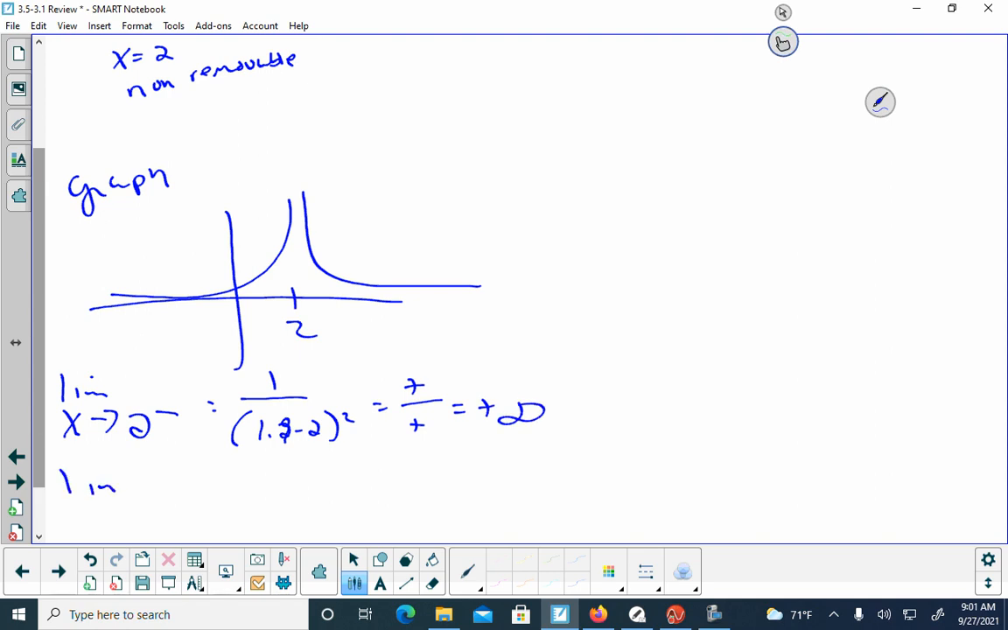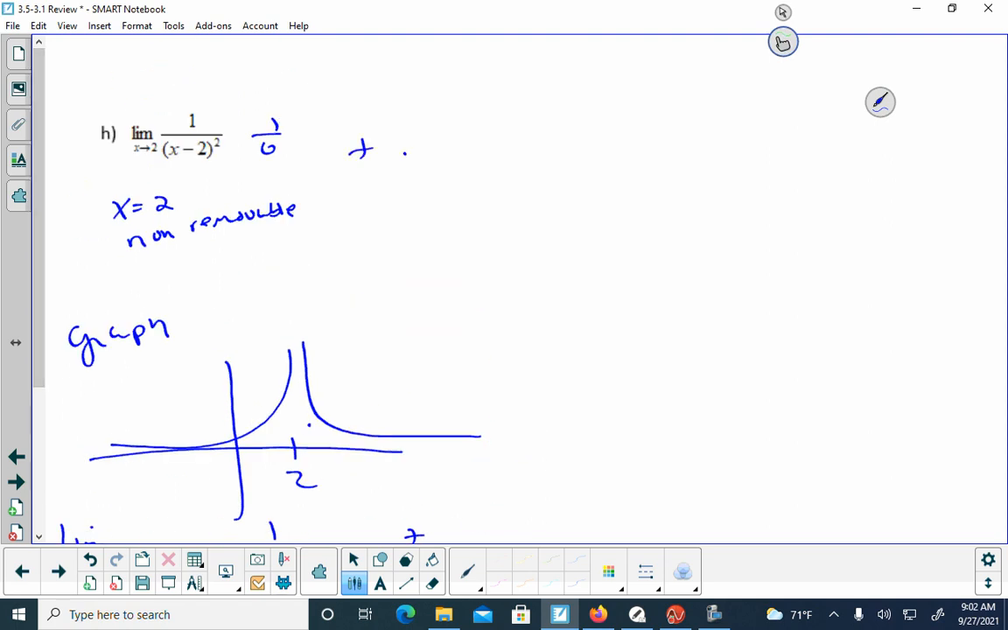If I found the limit as x approached 2 from the right, so now I'm going to use 2.1 minus 2, squared, and then I'm still going to have a positive divided by a positive, so I'm going to get positive infinity, which is what I got from my graph. So my final answer, remember, my limit does not exist, but my best choice is to say positive infinity.